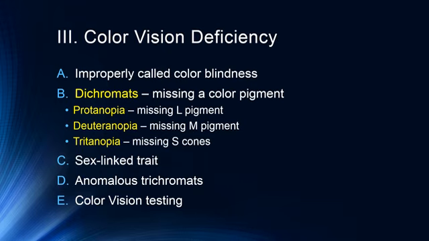The first of these is called protanopia. These are people who are missing the long wavelength photopigment. Deuteranopia is an individual missing an M pigment, and then tritanopia are people missing the S cone photopigment.